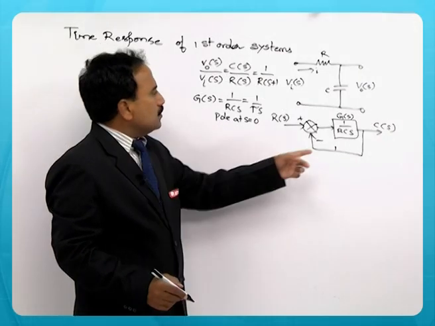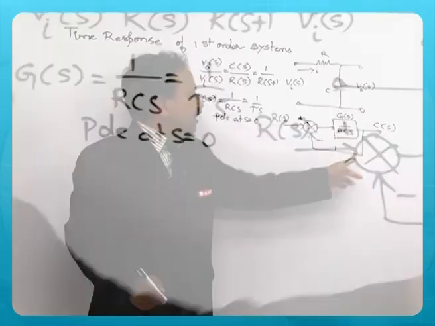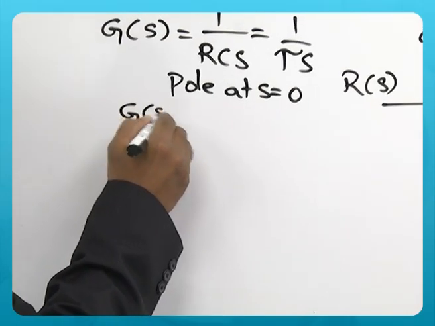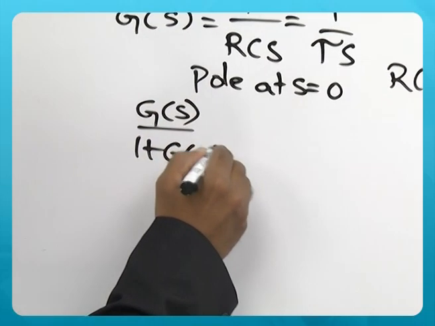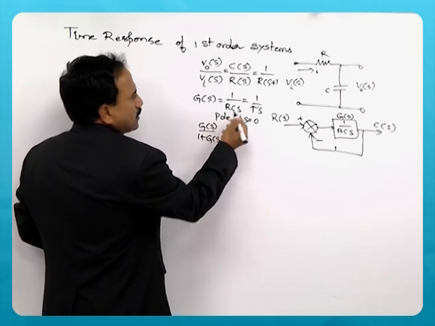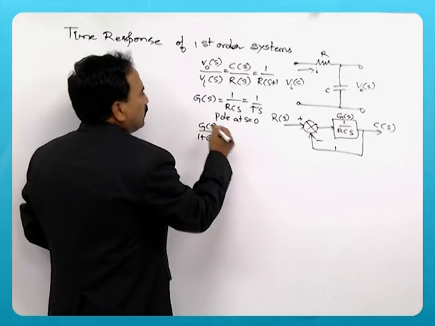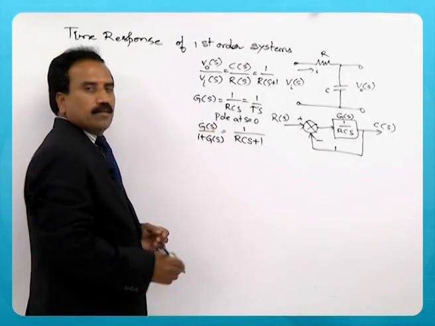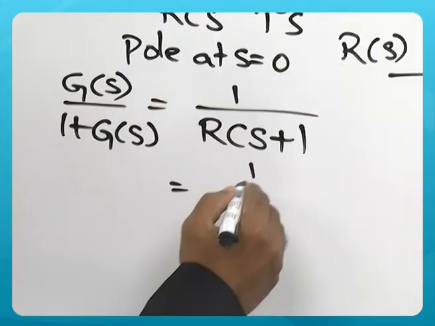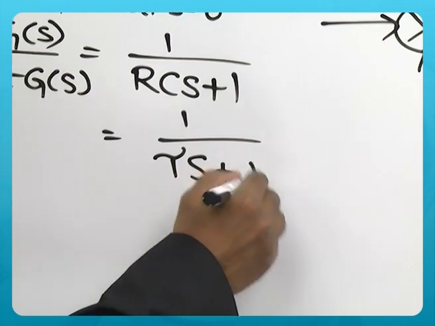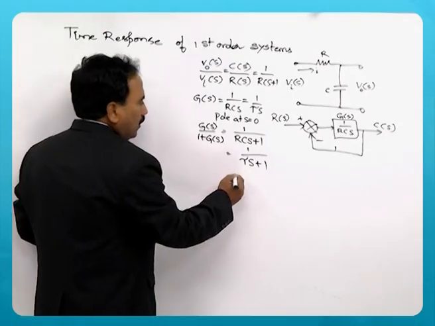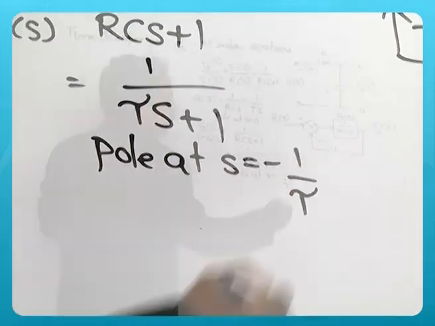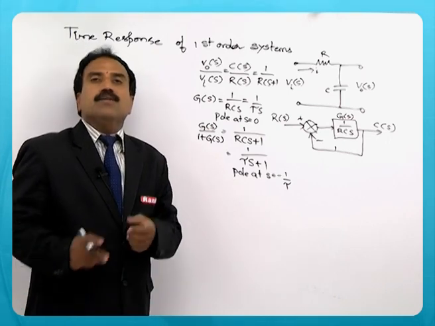Now, when you close the switch, when you close the loop, then what will be the transfer function? It will be G of s by 1 plus G of s, where G of s is 1 by RCs. So, if you do this, G of s by 1 plus G of s, you get 1 by RCs plus 1. This is also written like 1 by tau s plus 1. What happens to the pole now? The pole is at s equal to minus 1 by tau, so it is not at 0.